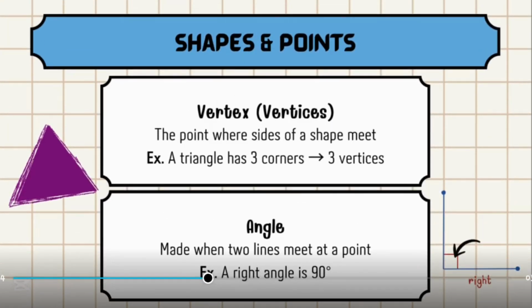Now, let's talk about shapes. A vertex, and the plural is vertices, is where 2 lines or edges meet. Basically a corner. So if you look at a triangle, you'll see it has 3 vertices, 1 at each corner. Next is angle. An angle is made when 2 lines meet at a point. We measure angles in degrees, and the most famous one is a right angle, which is exactly 90 degrees. That's like the corner of a piece of paper.